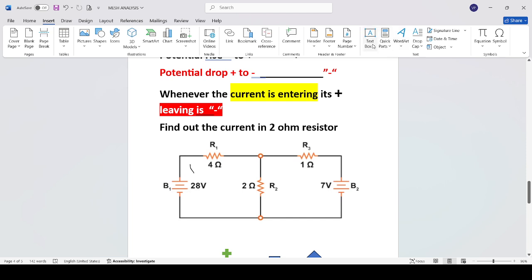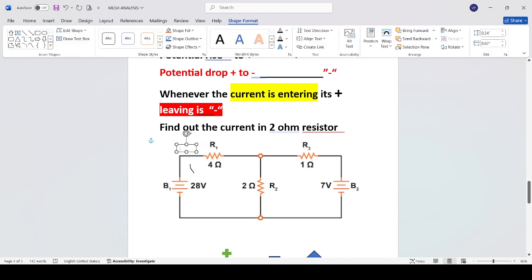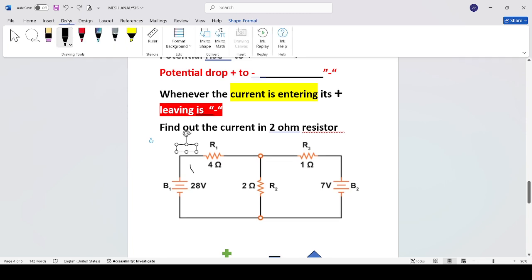Okay, first we need to assume the current. Here I have mentioned the current as I1. Before that, you should first name the circuit.